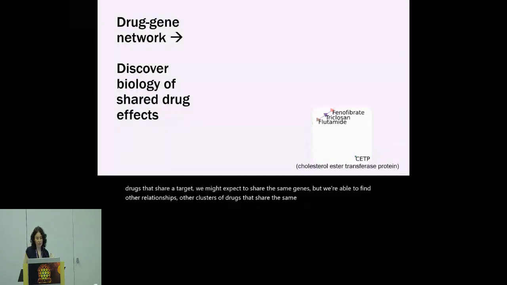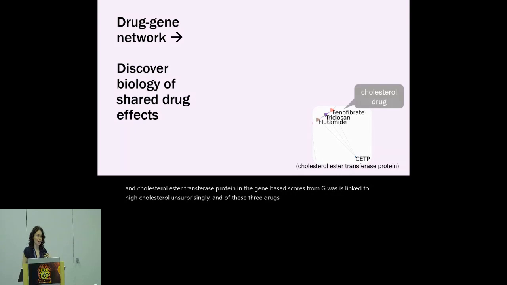So this is 3 drugs that are all projected to affect CETP, the cholesteryl ester transfer protein. And CETP, in the gene-based scores from GWAS, is linked to high cholesterol, unsurprisingly. And of these 3 drugs, one is fenofibrate, which actually is a cholesterol drug, so that makes a lot of sense.